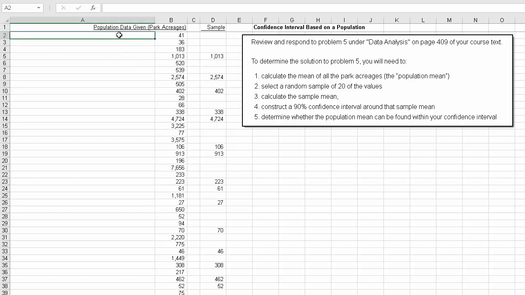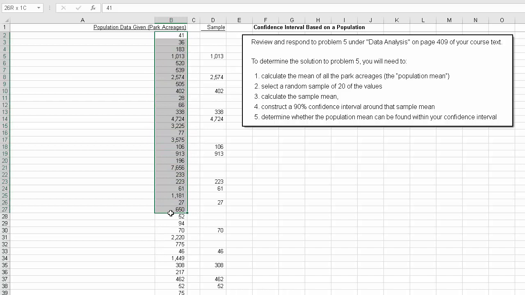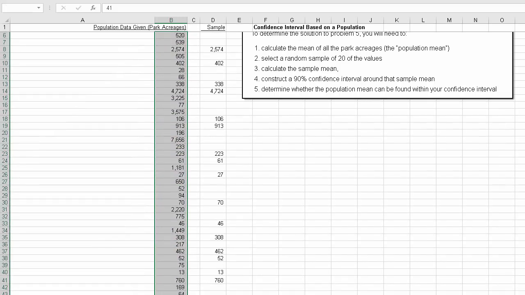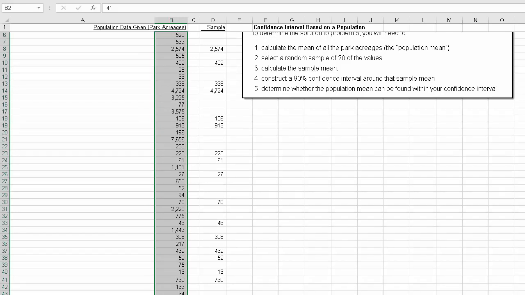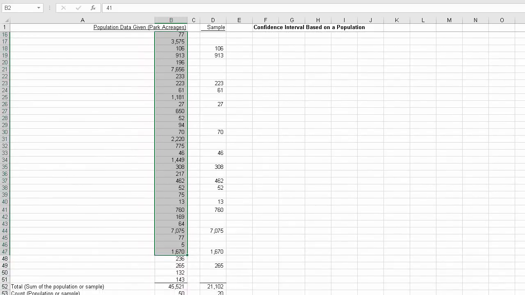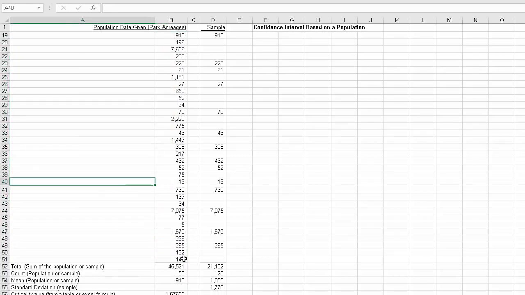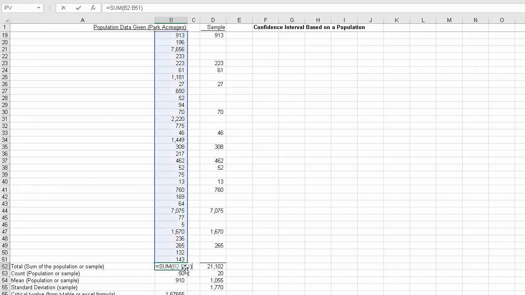Okay, now we're going to assume that this is the data given here. It's acreages, and there's 50 of them. If I slide down, I'll eventually show you that we get to the total. So we're going to assume this is the data we have. And if we calculate the total of this, I'm just using Excel's sum function, right? Equals sum, left parenthesis, B2 to B51. That gives me the total.